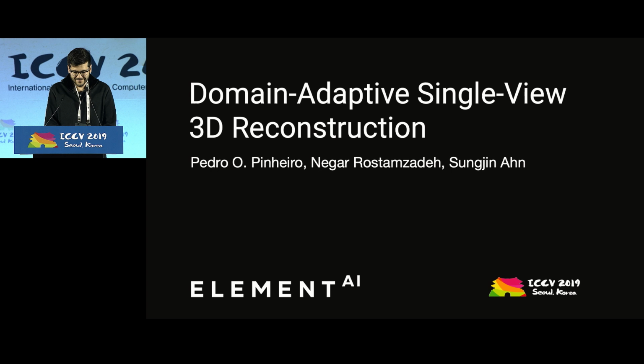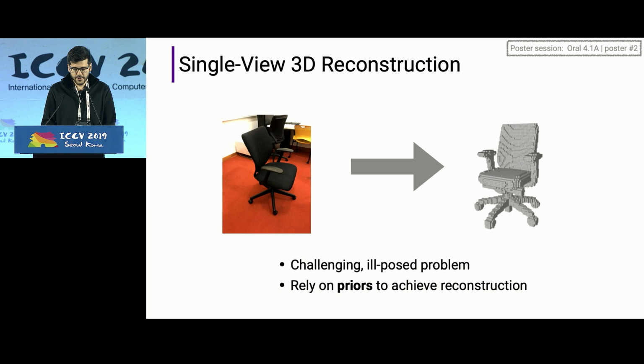So, single view 3D reconstruction aims at generating a 3D representation of an object or a scene given a single view instance of it. This is, of course, a very ill-posed problem, as many possible shapes can represent a single image. In general, deep learning approaches rely on strong priors to achieve this kind of reconstruction task.